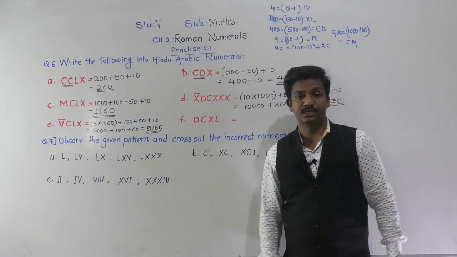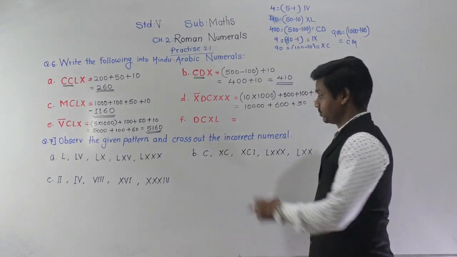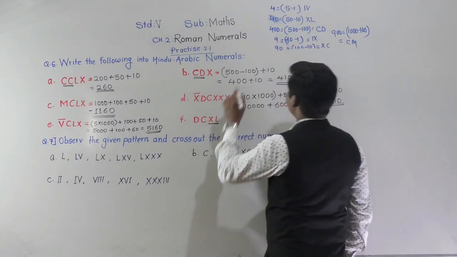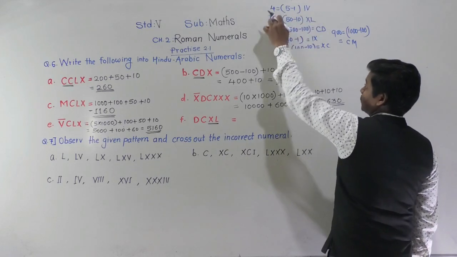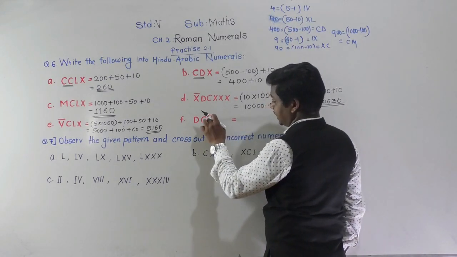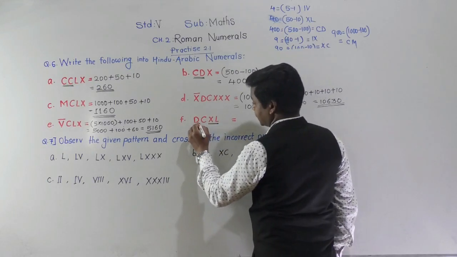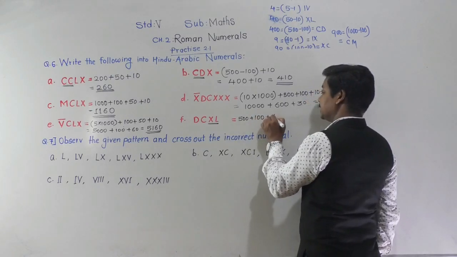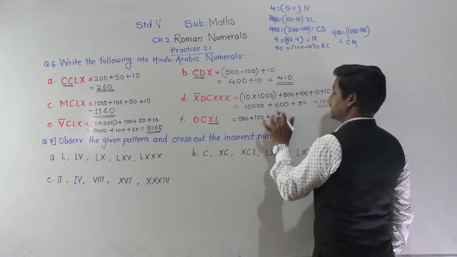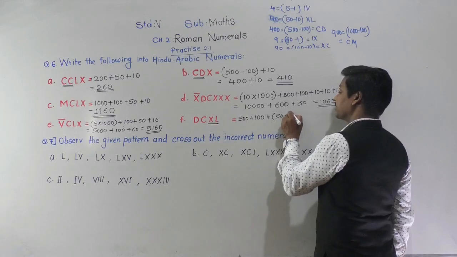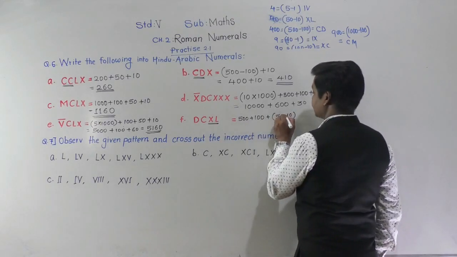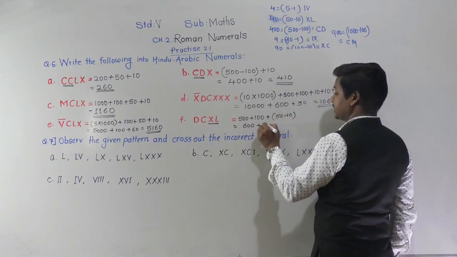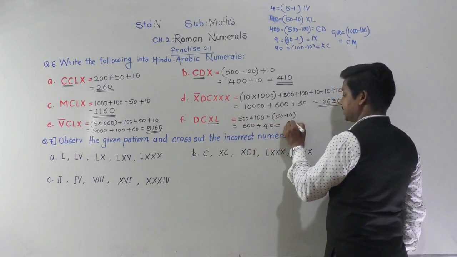Then see next, D C X L. Are all symbols in descending order? No. See here, X is smaller than L, and X appears before L. So XL means 40. L means 50 and X is before L, that means minus 10. D means 500, C means 100, XL means 40, that is 50 minus 10. So it will be 500 plus 100, 600, plus 50 minus 10, 40. That is 640.